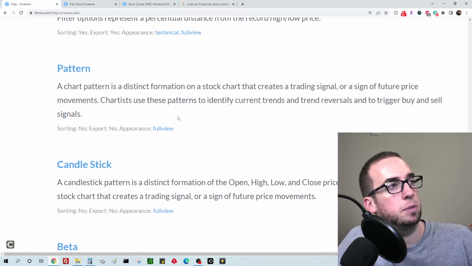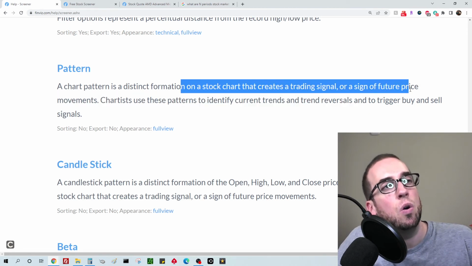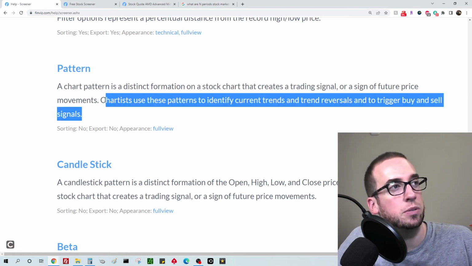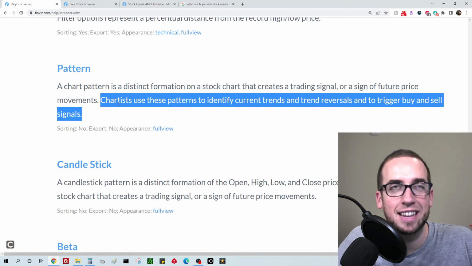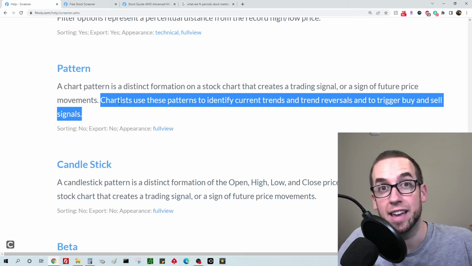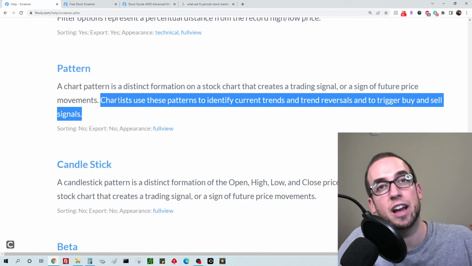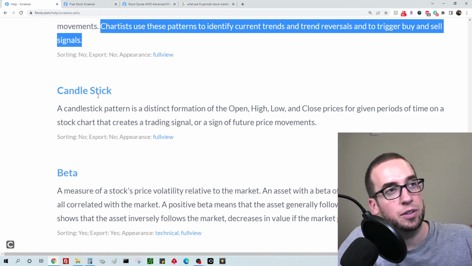Pattern. A chart pattern is a distinct formation on a stock chart that creates a trading signal or a sign of future price movements. Chartists use these patterns to identify current price trends and trend reversals and to trigger buy and sell signals. Hell yeah. We are going to use the heck out of patterns. Can't wait.